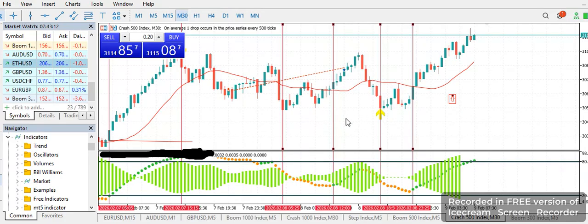And now when we check the second one, we can see that this is where our arrow appears, and we see the aggressive candle. So we can take this trade as long as we are here. So guys, that is how it works.